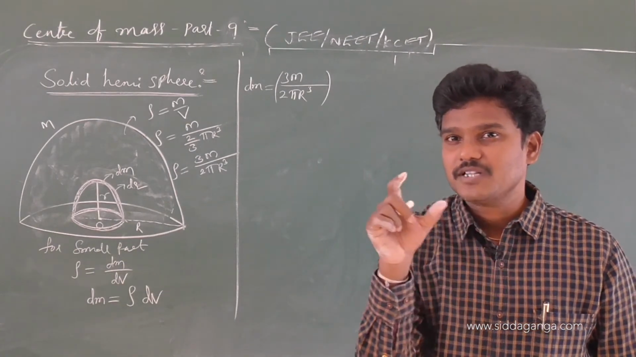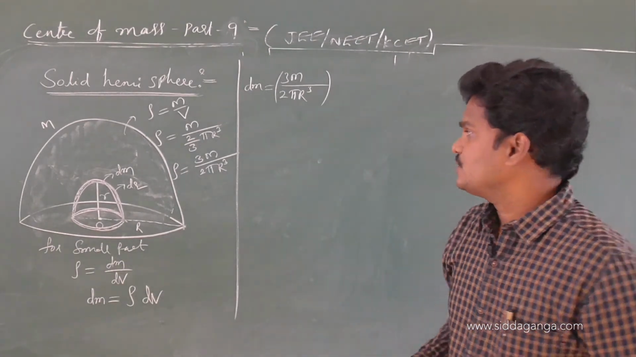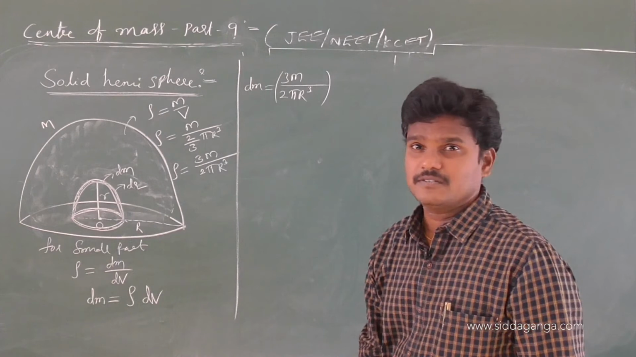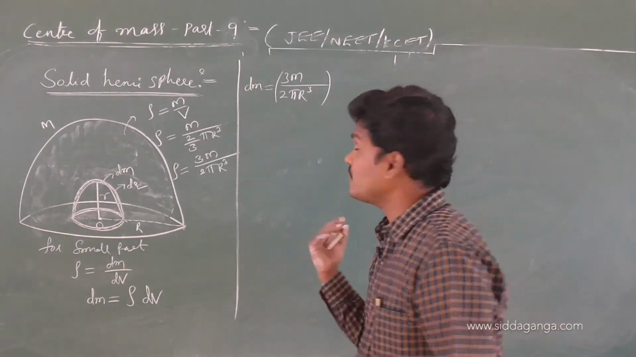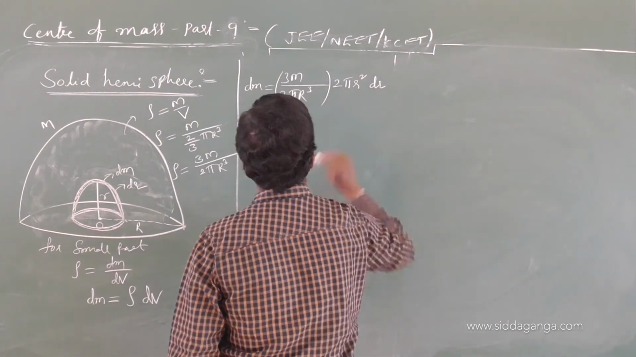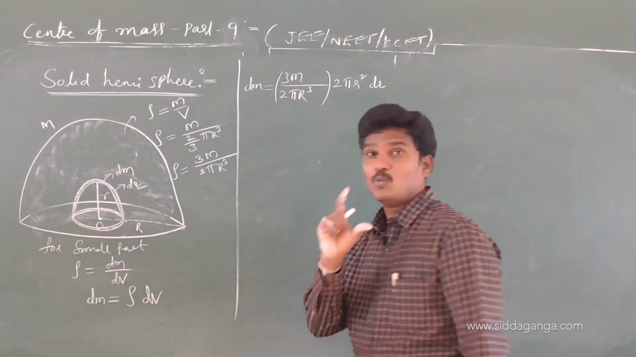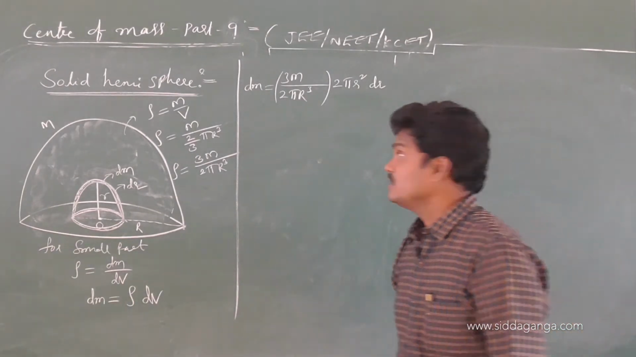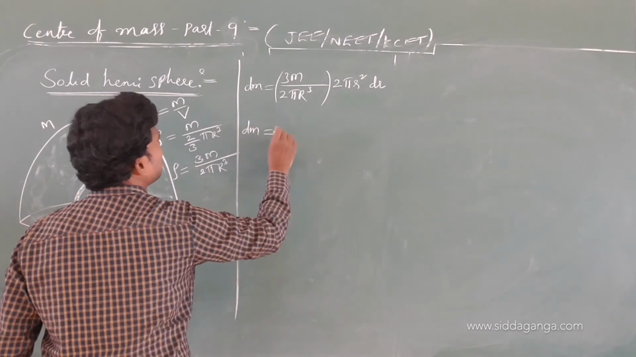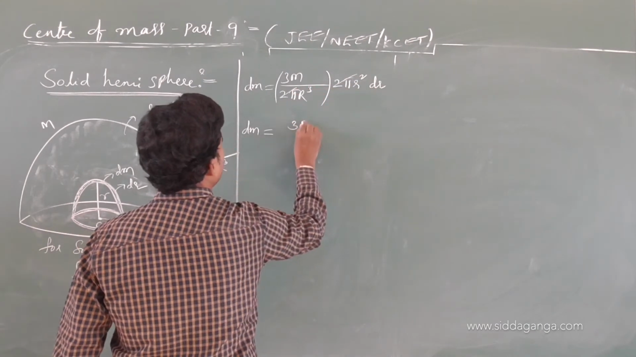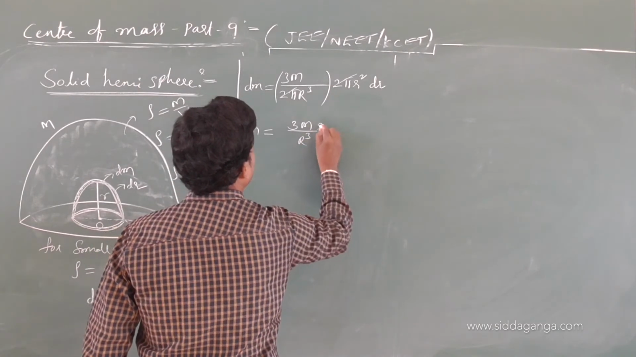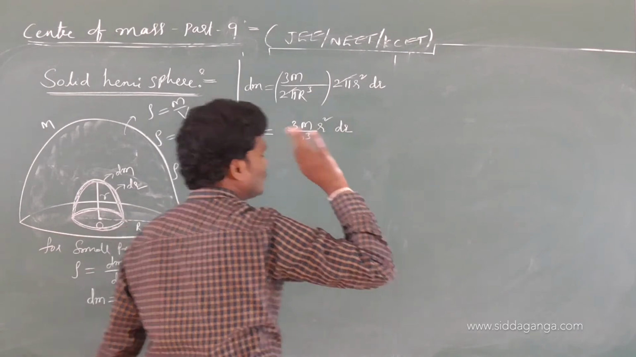So the area of that hollow hemisphere: area is generally 4 pi r square for a hollow sphere, and this is half, so 2 pi r square, into dr. This gives the small volume dv, 2 pi r square dr. Then what is dm? The 2 pi gets cancelled, and we get 3m by R cube, r square dr.